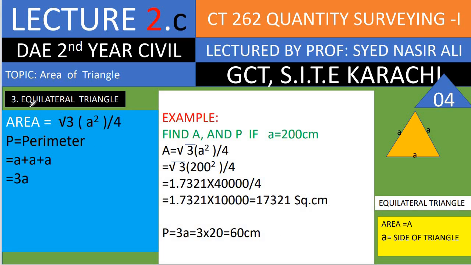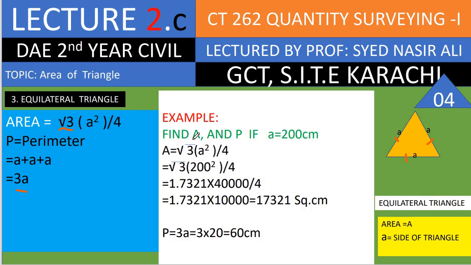The third triangle is the equilateral triangle. An equilateral triangle is a triangle having all sides equal in magnitude. Area is under root 3 upon 4 a square. This square root is only on 3. Perimeter is a plus a plus a. We get 3a.